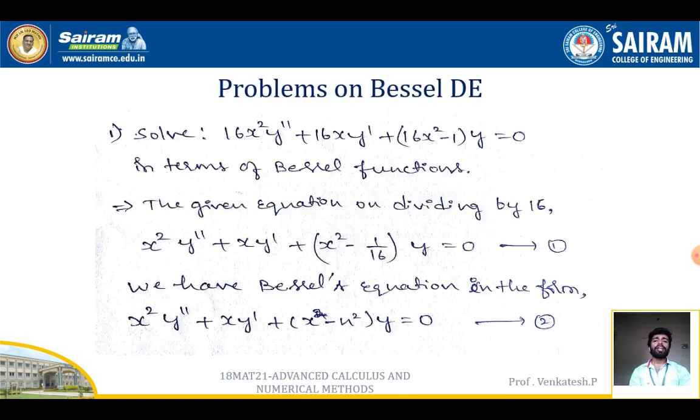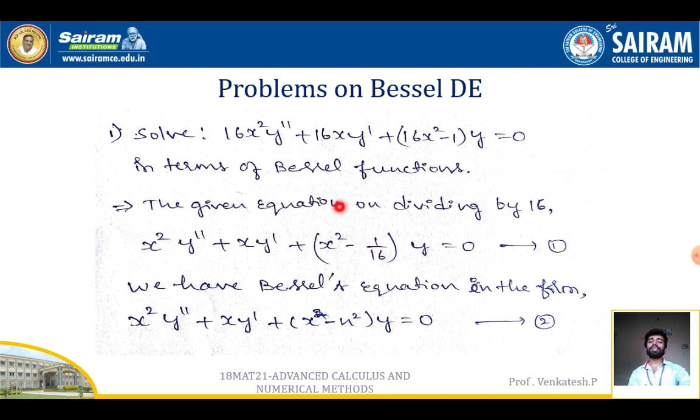So next, let me see some problems on Bessel's differential equation. The first problem is solve 16x square y double dash plus 16x y dash plus 16x square minus 1 into y is equal to 0 in terms of Bessel function. The first thing is we have to convert the given equation in terms of Bessel differential equation. Actually the Bessel differential equation is given like this: x square y double dash plus xy dash plus x square minus n square into y is equal to 0.